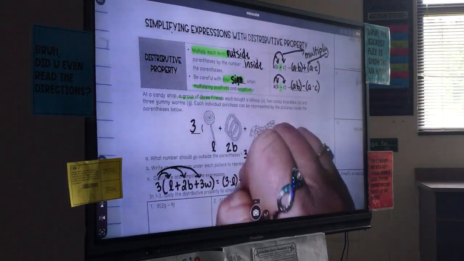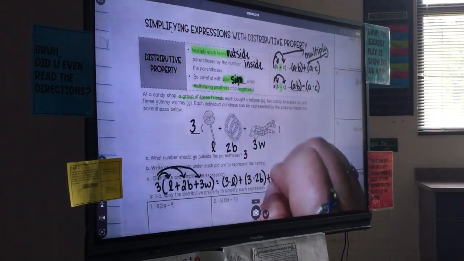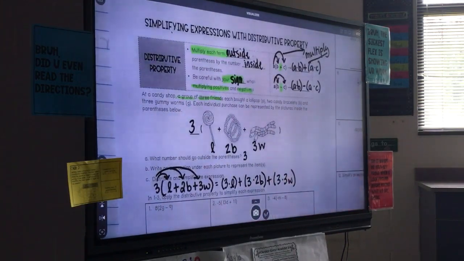Then I'm going to do 3 times 2B. I'm going to add, and then I'm going to do 3 times 3W. Again, does everybody understand why? Anybody not understand?